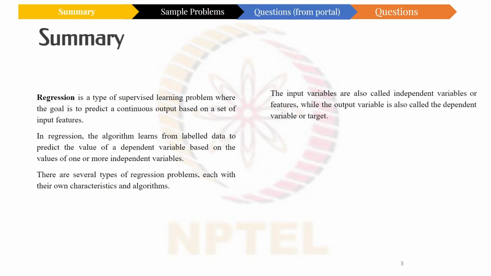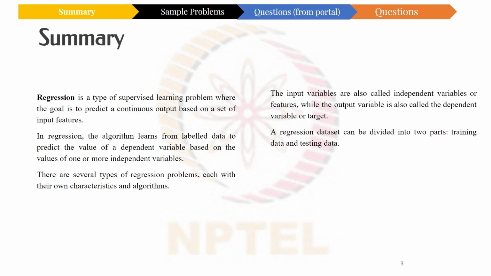A regression dataset is a collection of data used for regression analysis in machine learning. In general, a dataset has input variables, or input features, and an output variable. In regression, the input variables are used to predict the output variable. The input variables are also called independent variables or features, while the output variable is also called the dependent variable or target.